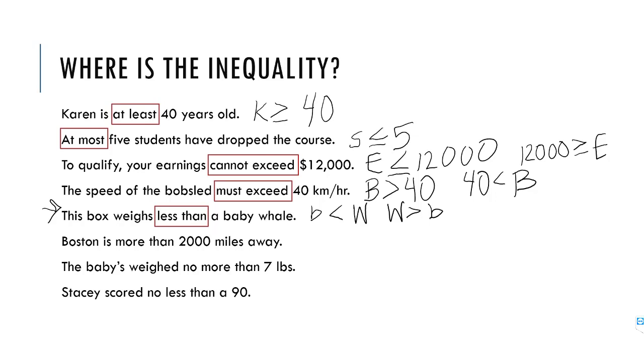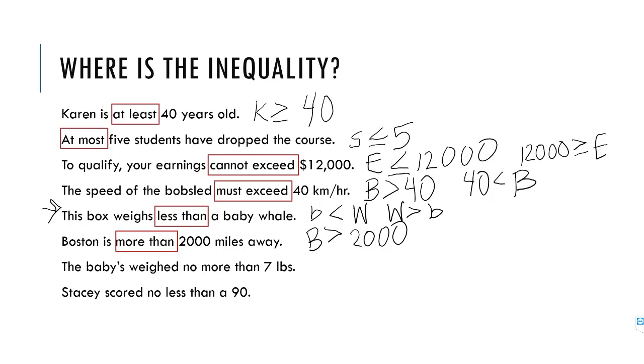The next one says Boston is more than 2,000 miles away. So again, let's do a capital B for Boston is more than 2,000 miles away, where B stands not for the city Boston itself, but the distance from here to Boston. It's more than 2,000 miles away.